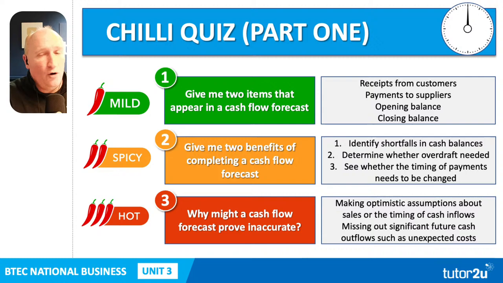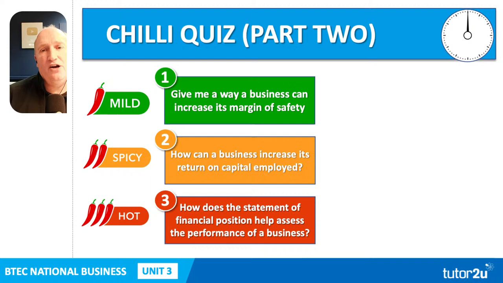We've got one more chili quiz, and we're back to financial ratios, but a variety of them here. So the mild question is, give me a way in which a business could increase its margin of safety. I've mentioned already that margin of safety is an examiner favorite, so we want to be ready for that in the morning. Spicy question for 2 marks.